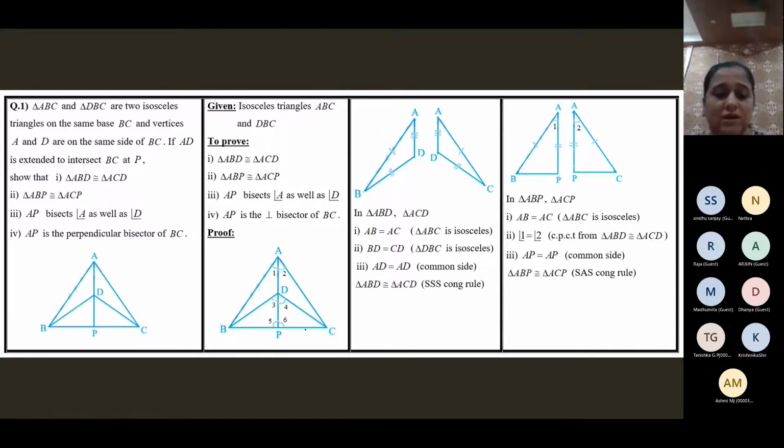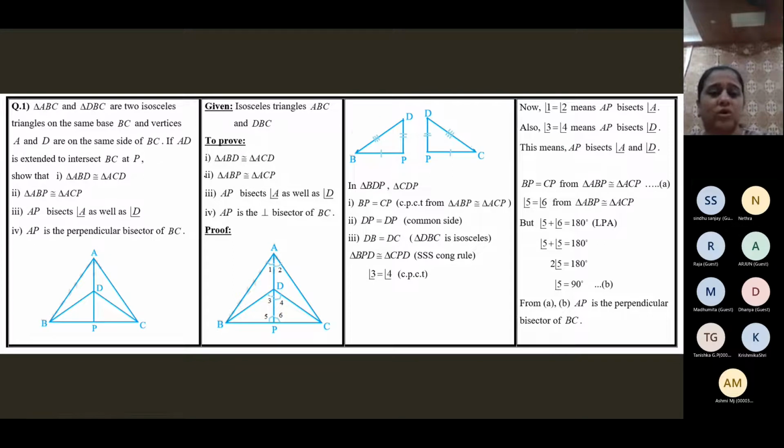So see here, children, I've marked the angles here. This is the first proof, to prove that ABD is congruent to ACD. Concentrate. See, I've taken the triangle separately. This we already finished. Next, ABP, ACP, what we just did.